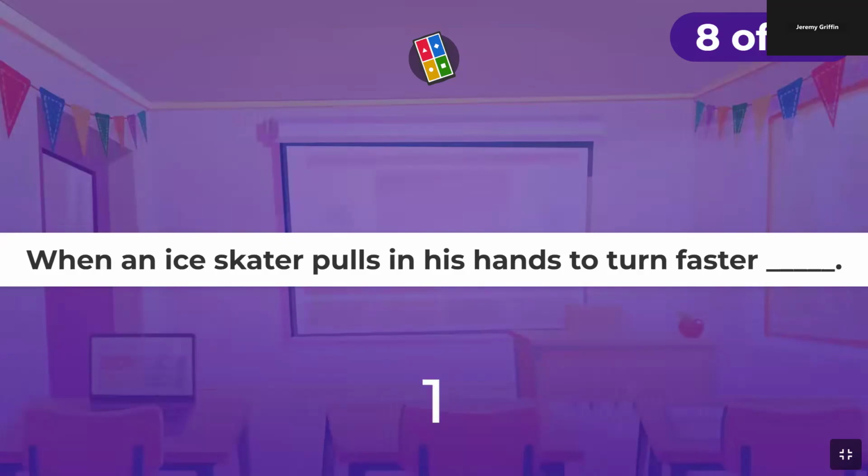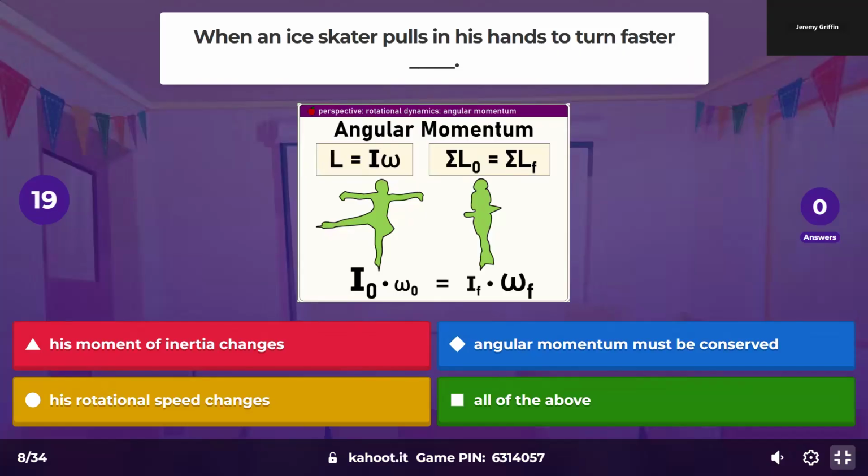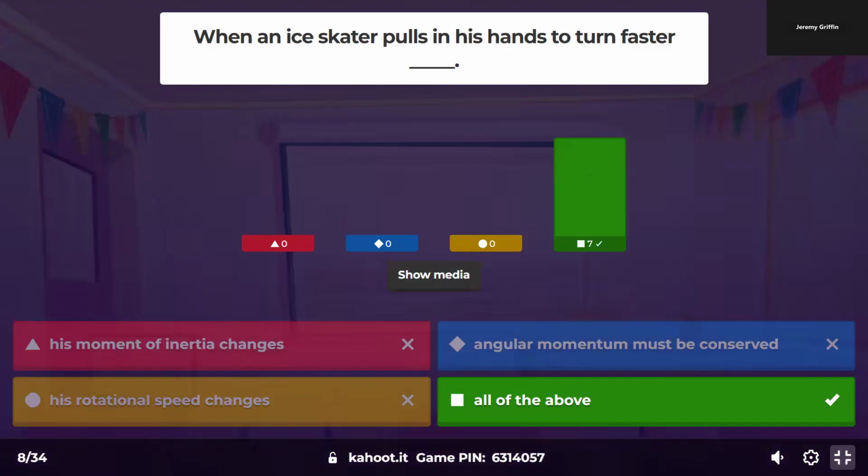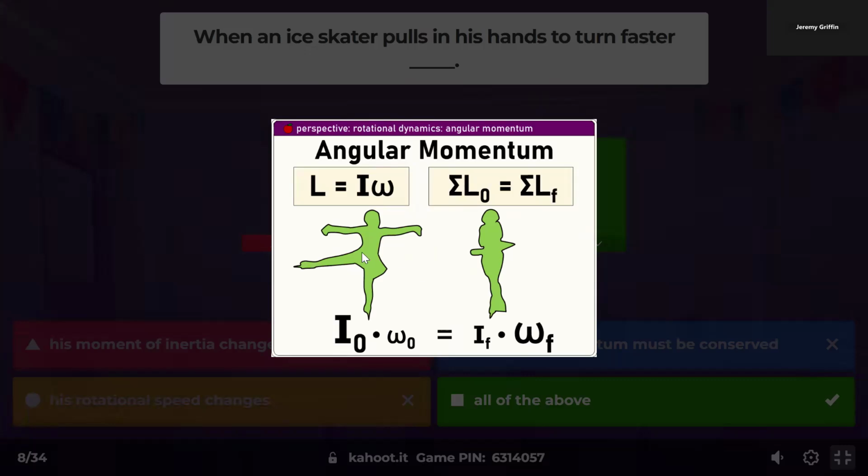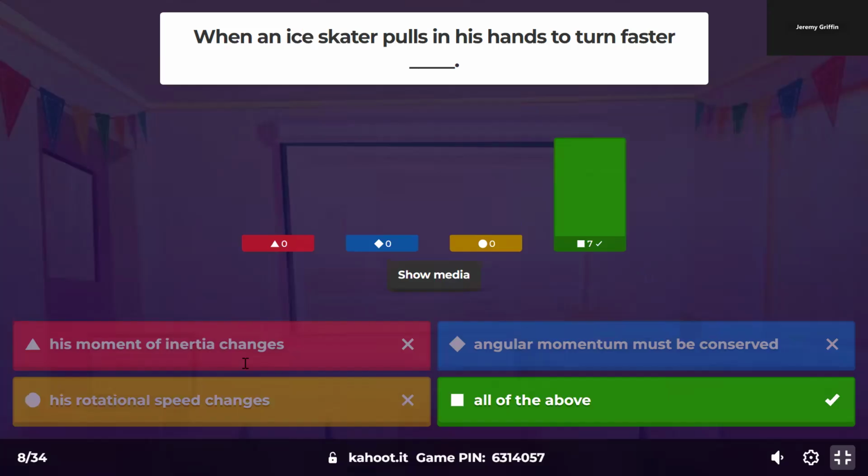When an ice skater pulls his hands in to turn faster. Yeah, those are all true. They all go together. All right, so going from that picture on the left to the picture on the right, your rotational inertia decreases. Angular momentum is overall conserved. Therefore, your angular velocity would increase. Yeah, all three of those.